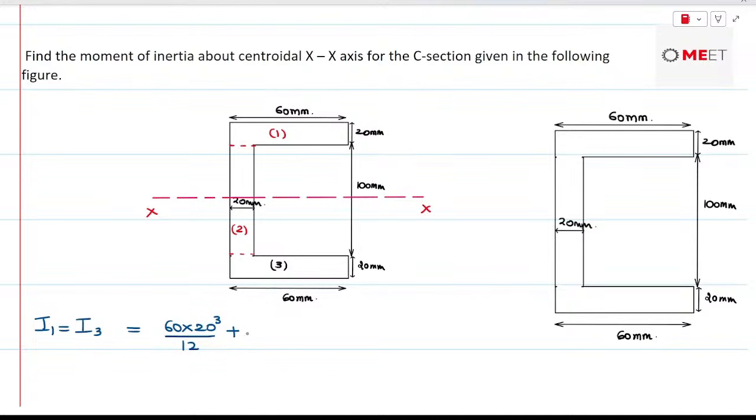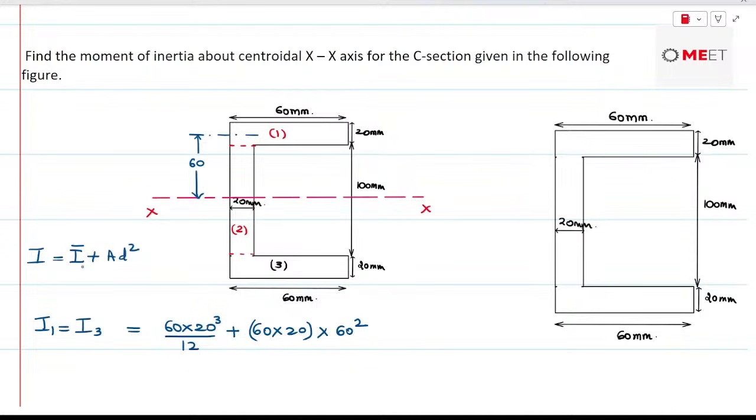For the inertia of areas 1 and 3, they are not exactly on the x-axis. So for that reason we will apply the parallel axis theorem. The distance between these two axes is 50 plus 10, that is 60 mm. This would be 60 mm as the perpendicular distance, and the area would be 60 into 20 into the square of the perpendicular distance, that is 60 square. If you recall, the formula is I is equal to I bar plus a times d square.